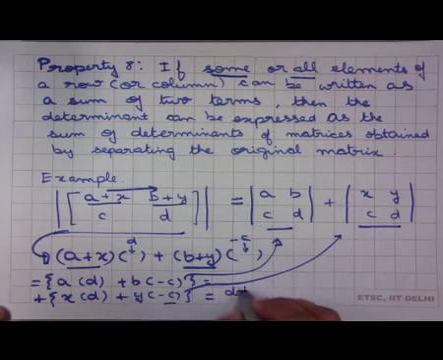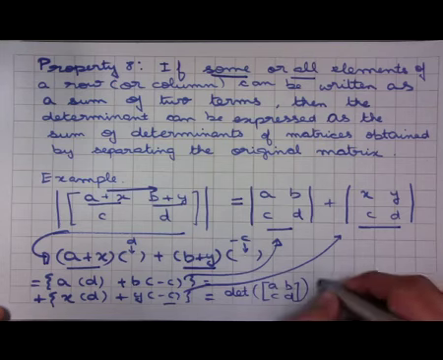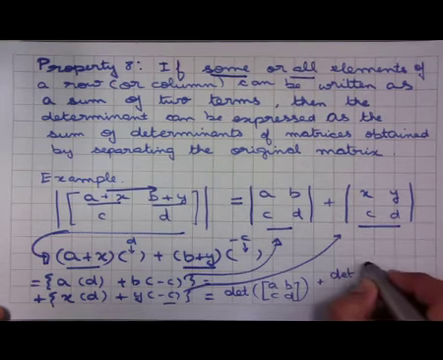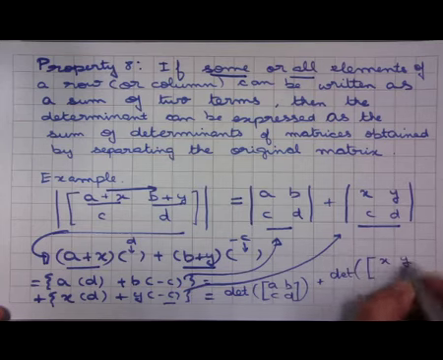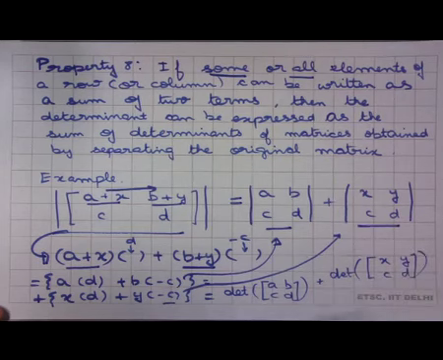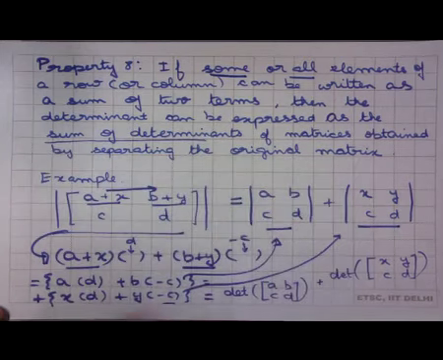determinant of matrix A, B, C, D plus determinant of the matrix X, Y, C, D. Right. So, we have expressed one determinant in terms of a sum of two determinants. That is what is meant by the sum of determinants.